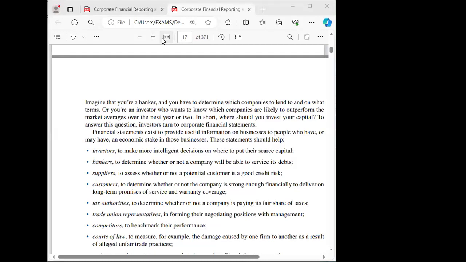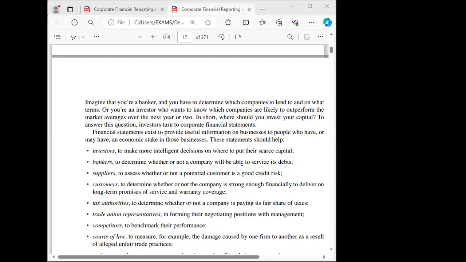Number 5, of course, are the tax authorities. The tax authorities, MRA, want to be able to see whether you are paying a fair share of taxes. So they will be interested in looking at your financial statements. In this case, for example, the profit and loss account, which is the income statement, to see whether your figures are a fair representation of your financial status, of your financial health, and that you are paying a fair share of taxes.